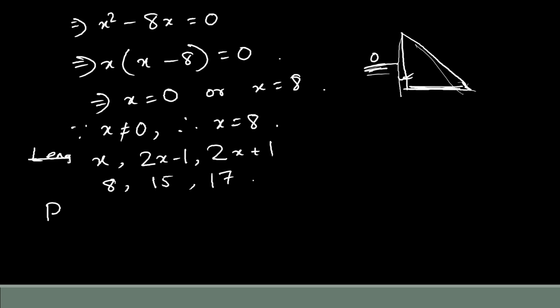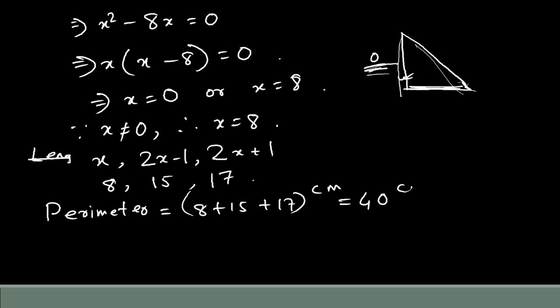So perimeter will be the sum of all this. Perimeter will be the sum of the three sides, right? 8 plus 15 plus 17. So it's like 18, 23, 30, 40. 40 centimeter, right? And what will be the area?